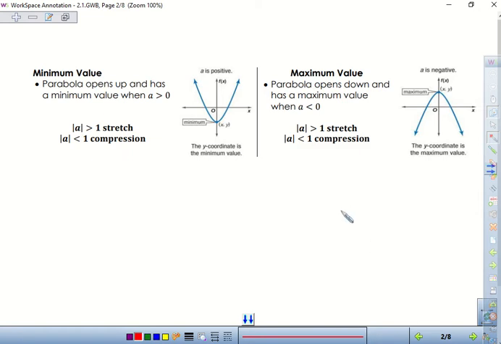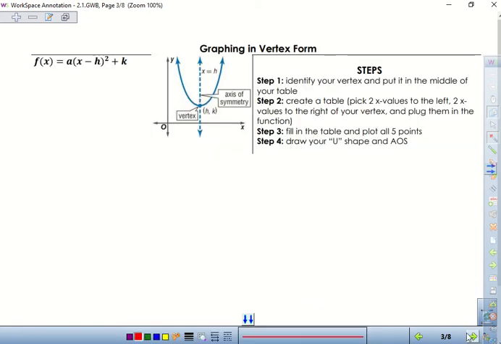So, the quadratic function will either open upward and look like a smiley face, that's when your a value is positive, or it will open downward and look like a frowny face, and that's when your a value is negative, okay? And just like with absolute value functions, when the absolute value of a is greater than 1, that's a vertical stretch. If the absolute value of a is less than 1, it's a vertical compression.